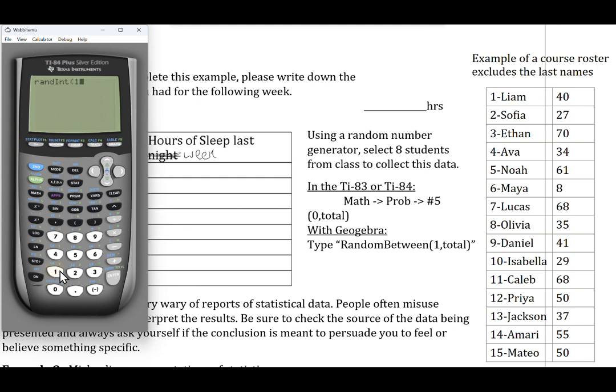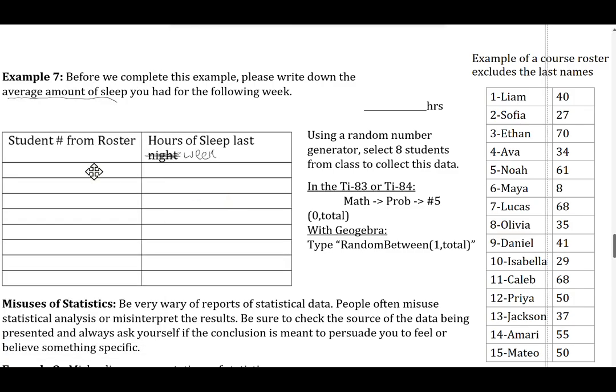It doesn't matter if they are alphabetical or not. We want to choose a random integer with 1 being the smallest, 15 being the largest, and we will press enter, and that will give us number 5. We would go to our attendance roster, we would choose student number 5, which is Noah, and we would write 61.